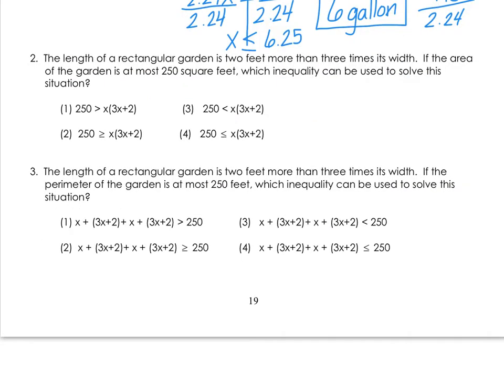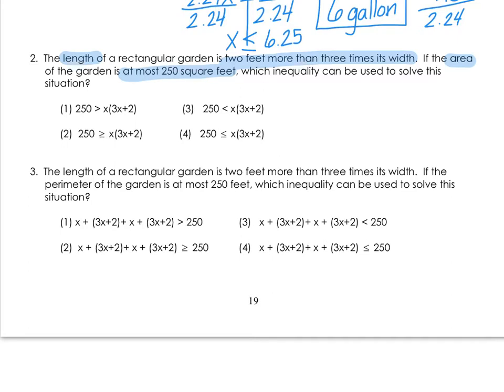The length of a rectangular garden is 2 feet more than 3 times its width. So that's the length. The area of the garden is at most 250 square feet. And then the question is always important, which inequality can be used to solve this situation? So I'm looking for, out of these options here, which one would be the right one to use.